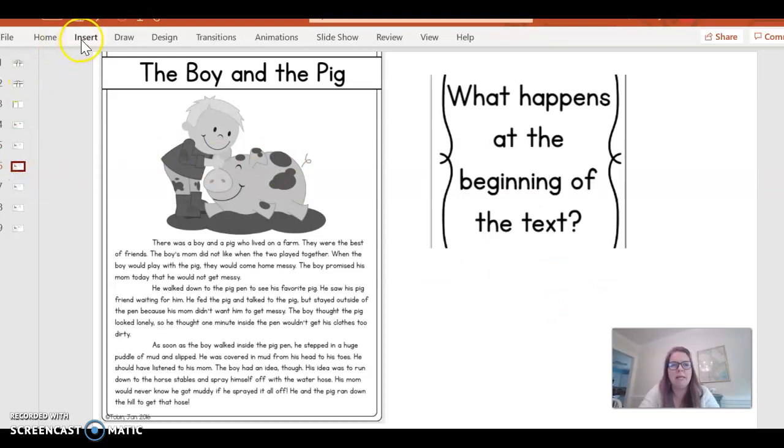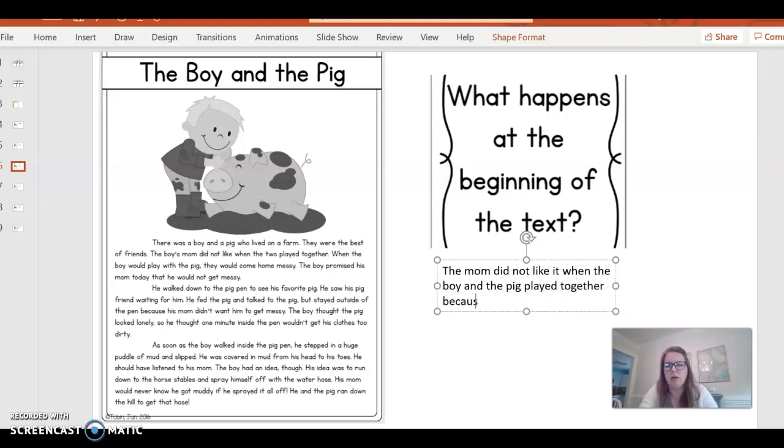What happened in the beginning of this story? So in the beginning of this story, I kind of want to go back to this area. There was a boy and a pig who lived on a farm. They were best friends. The boy's mom didn't want the two to play together. The boy would play with the pig and he would get messy. So in the beginning of the story, I'm simply going to write the mom did not like it when the boy and the pig played together because the boy would get messy. Okay, simple as that. What happened in the beginning of the story?